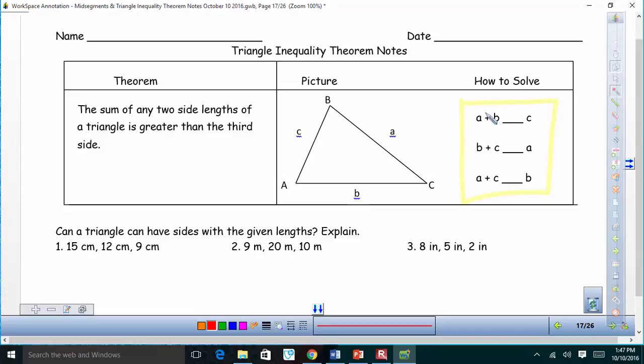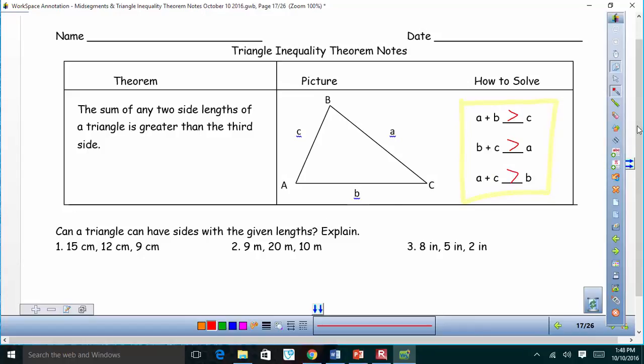So right here, these are examples of that. It's like saying if I add A and B, it should be bigger than C. If I add B and C together, it should be bigger than A. And if I was to add A and C together, it would be bigger than B. Okay? I told you you do not have these notes, so you needed to flip over on the back and write down what I just highlighted. Okay? Because the back is going to ask you about these things and you want to be able to do them.